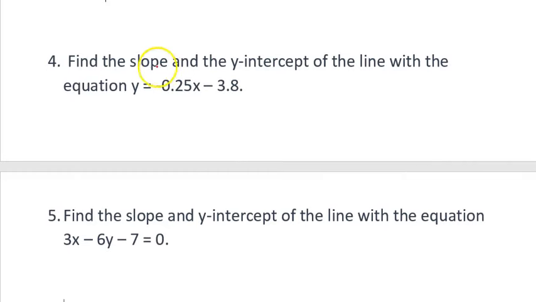All right, number 4, find the slope and the y-intercept of the line with this equation. And so this is just being able to look at that and know what the m and b are and what they stand for. So our slope, m, is that number in front of x, but not including the x. So -0.25 is our slope. Our y-intercept is the number that's by itself over here, and it does include the negative in front of it if you have a negative. So our b, our y-intercept, is -3.8.